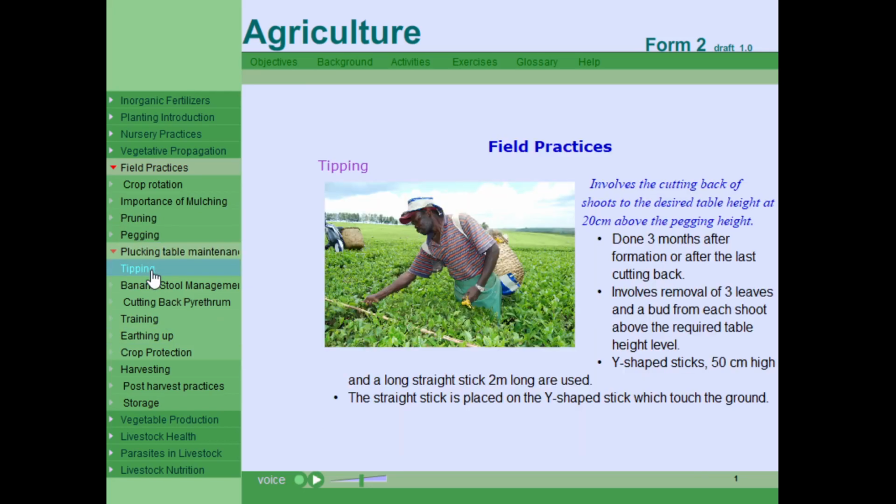Tipping. Tipping involves the cutting back of shoots to the desired table height at 20 centimeters above the pegging height. Done 3 months after formation or after the last cutting back. Involves removal of 3 leaves and a bud from each shoot above the required table height level. Y-shaped sticks 50 centimeters high and a long straight stick 2 meters long are used. The straight stick is placed on the Y-shaped sticks which touch the ground.